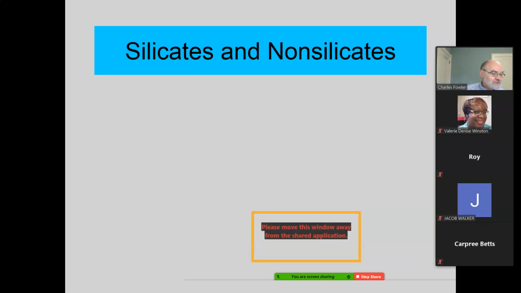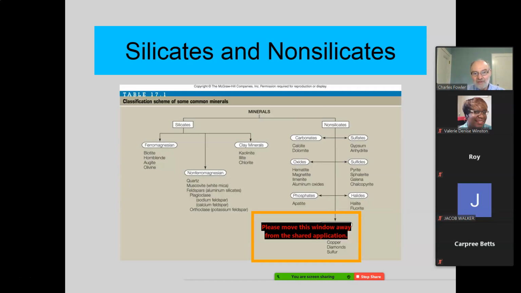Okay, so let's look at comparing these silicates and non-silicates. We've already named a few. Here's a chart that illustrates it. When this box moves out of the way, you'll see it. Over here on this side, silicates. 92% of the Earth's crust is made up of these. And they're broken down into 3 groups.